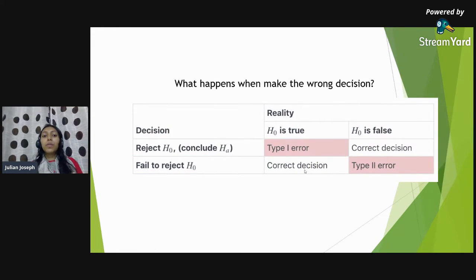So, what happens when we make the wrong decision? When we make the wrong decision, this is when we have a scenario called the type 1 error. That is, even though the null hypothesis is true, we have rejected the null hypothesis. Or even though the null hypothesis is false, we have failed to reject the null hypothesis.